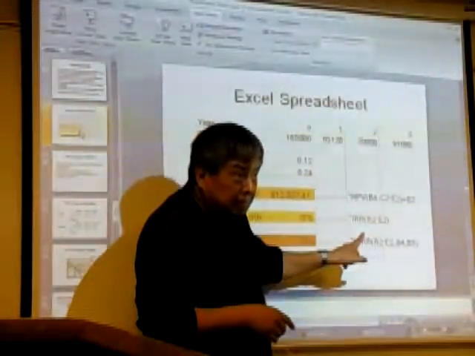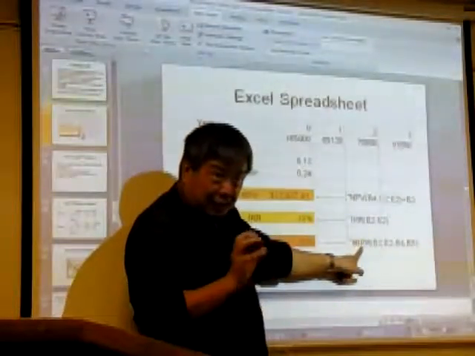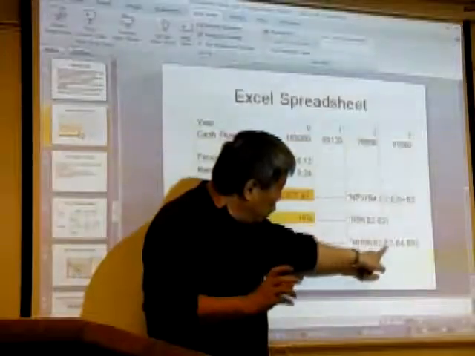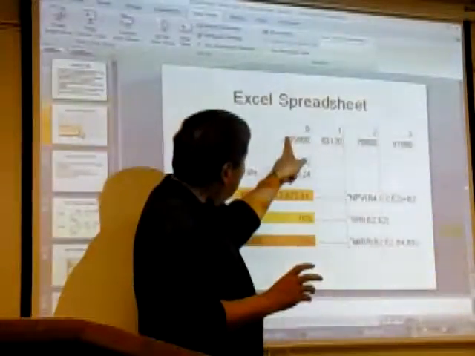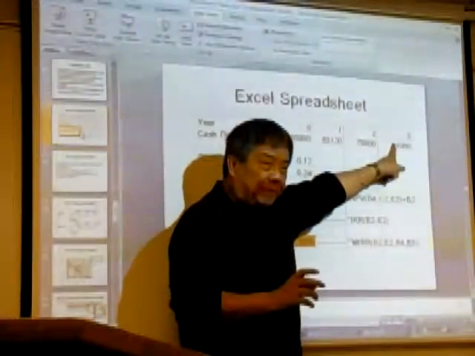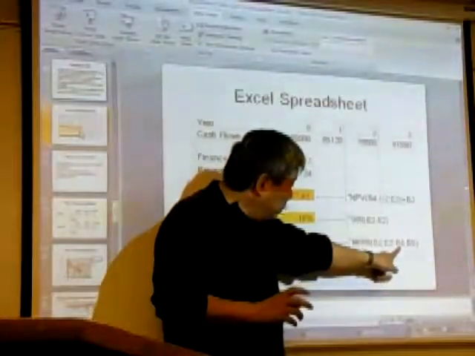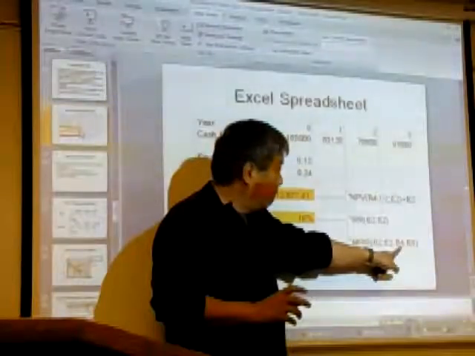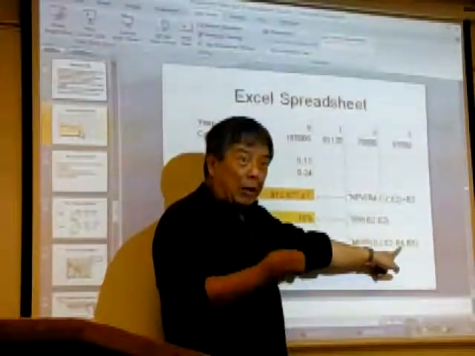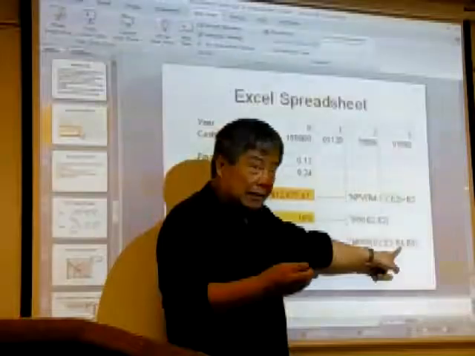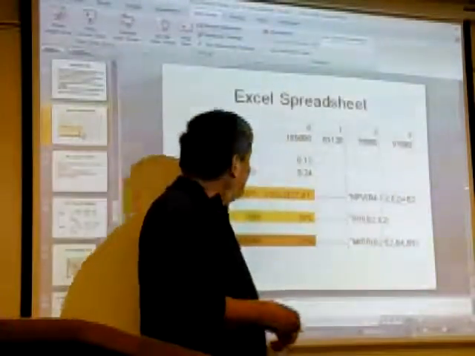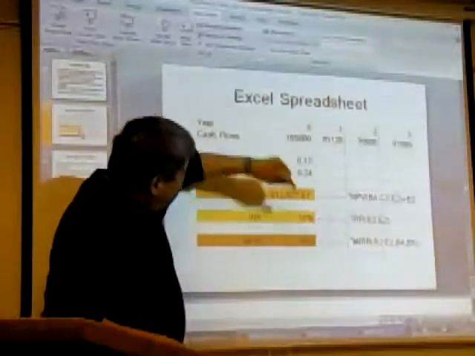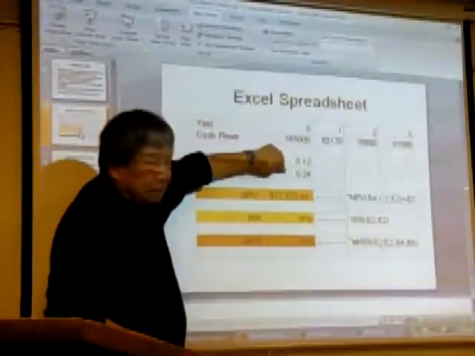Formula-wise, MIRR is a built-in Excel function. First, you give the range, B2 to E2. Then the next one, B4, is the financing cost, the initial borrowing cost or discount rate. B5 is what we call the reinvestment rate. Now, you can assume these two rates are different.